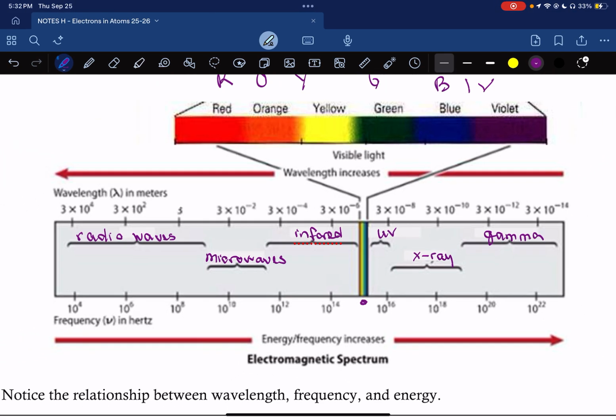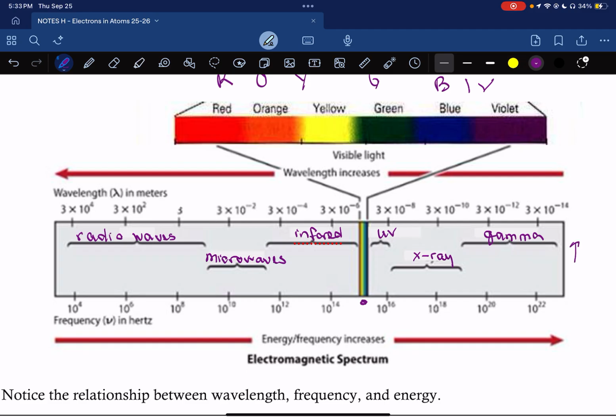Now we're moving into waves with even less energy. We have our infrared, which is often associated with heat. Then we have our microwaves, of course, like the microwave we have. And then radio waves. Radio waves are also traveling around, but the point is they're all traveling at the same speed. A radio wave is traveling at the speed of light, just like a gamma ray is traveling at the speed of light. The difference is in their frequency and their wavelength.